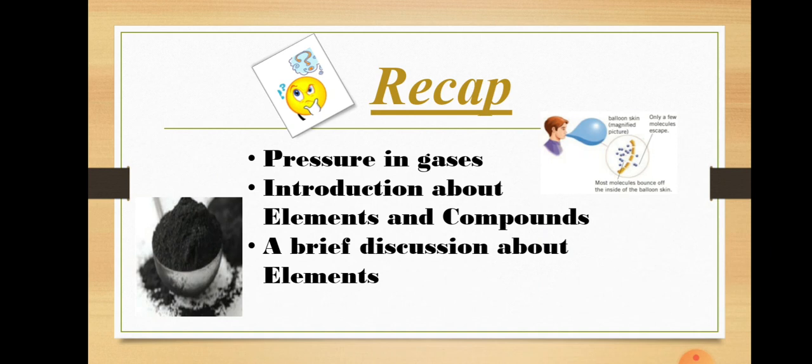Introduction about elements and compounds and a brief discussion about elements. As we know, an element is a chemical substance that cannot be broken down into anything simpler. Elements are made up of atoms, and each element contains only one kind of atom. I hope this concept is clear.